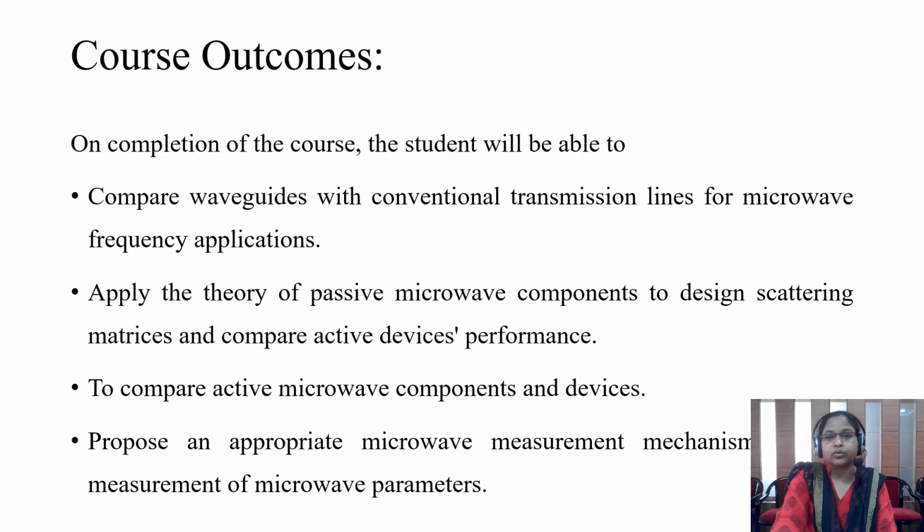The next one is the course outcome. On completion of this course, the student must be able to compare conventional transmission lines with waveguides, which are the microwave transmission lines. Then they must be able to apply the theory of passive microwave components to design scattering matrices and compare active devices' performance. Then they must be able to compare active and microwave components and devices. Then they must propose an appropriate microwave measurement mechanism for microwave parameters. So these are the course outcomes.